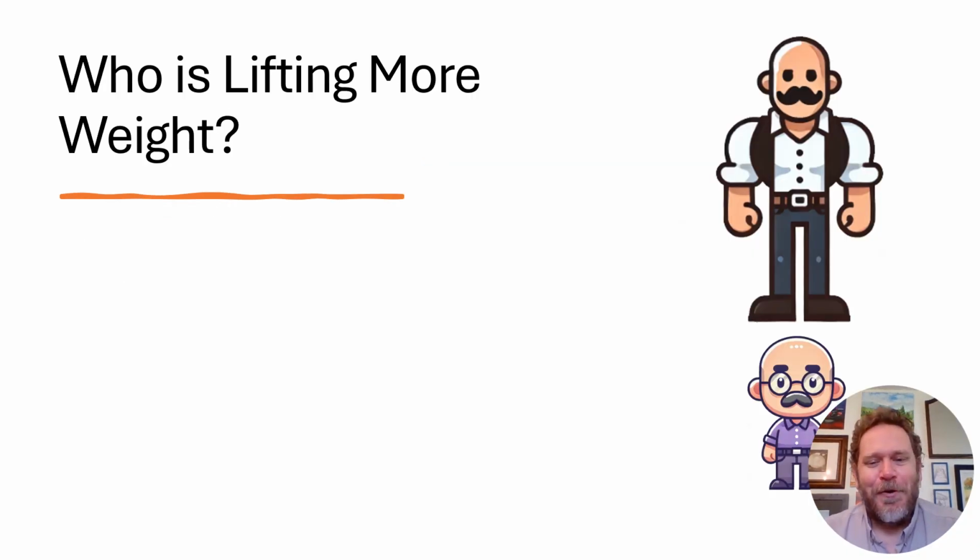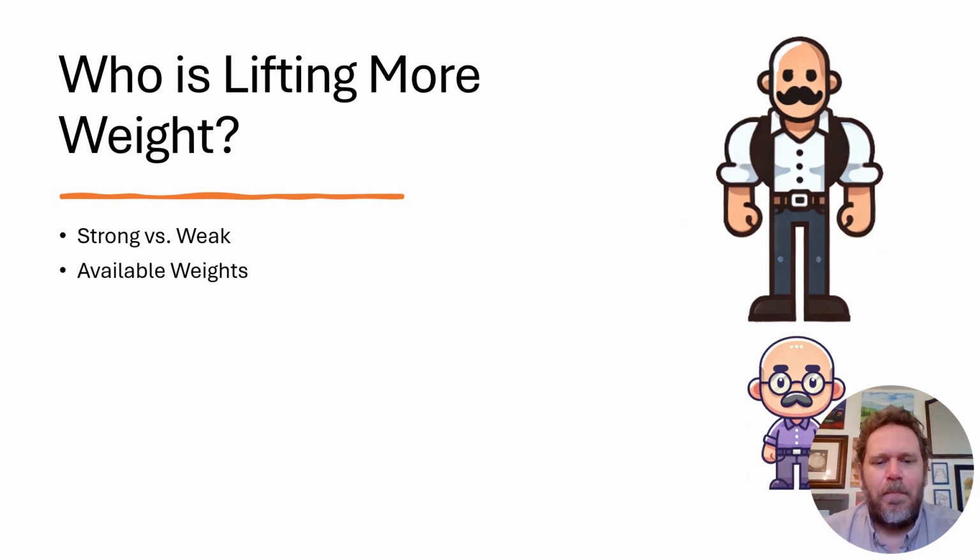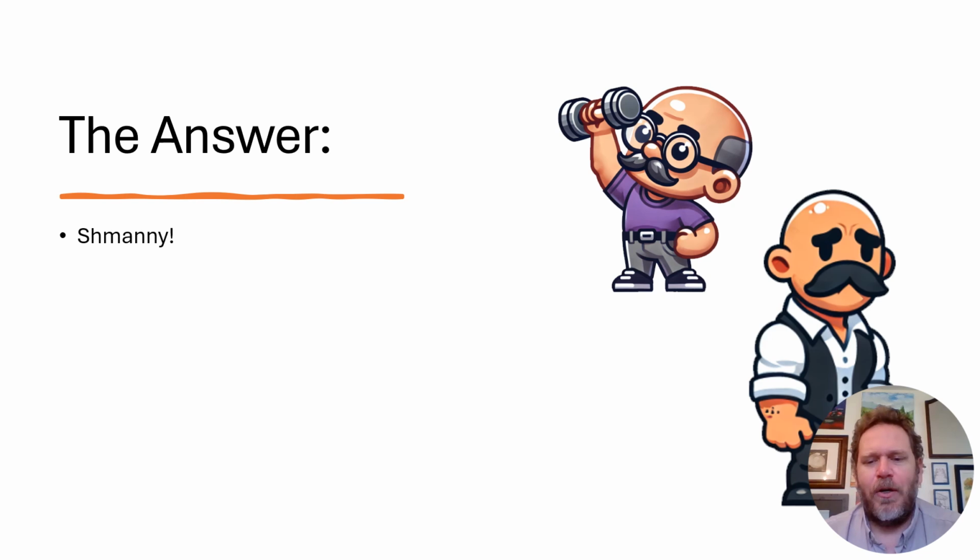So we're going to put them each in a situation where they are alone in a room. And the question is, who is lifting more weight? It may seem obvious to you, but we're doing strong versus weak here. It seems like the Stone is way bigger, he's way stronger, but we have to think about something. We have to think about the available weights. So who is lifting more weight? The answer is Schmanny.